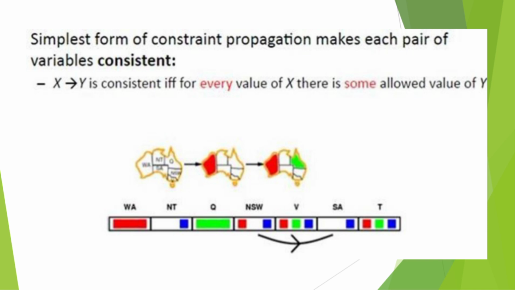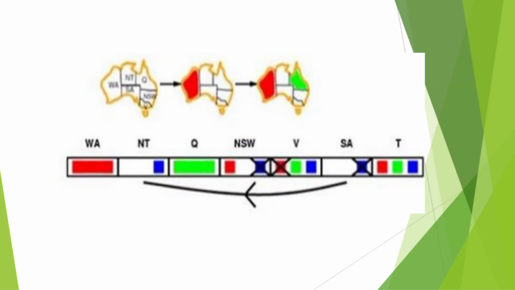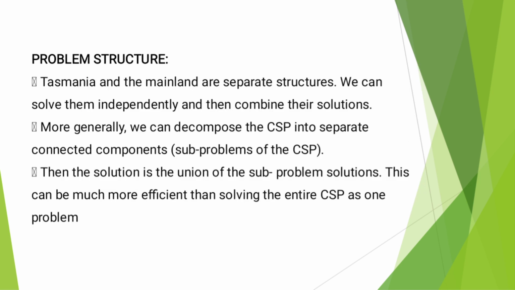The simplest form of consistency propagation makes each pair of variables consistent. That is, X to Y is consistent if and only if for every value of X there is some allowed value of Y. This is the form of a picture. It is also a modified version of this picture.